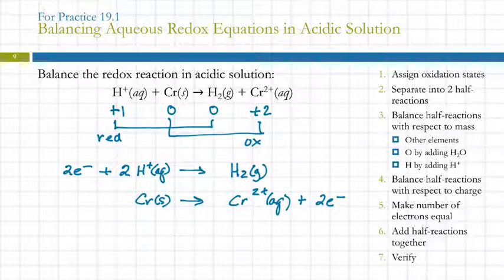So we need to make the number of electrons in each half reaction equal. They're already equal. What do you know? So now we're going to add these two reactions together.